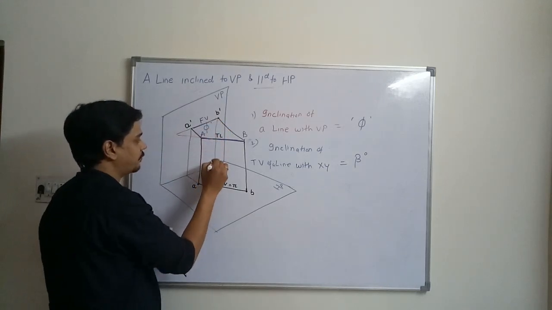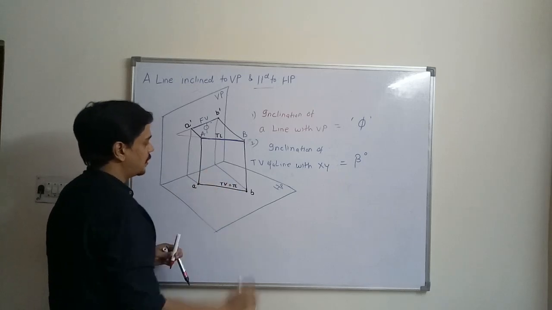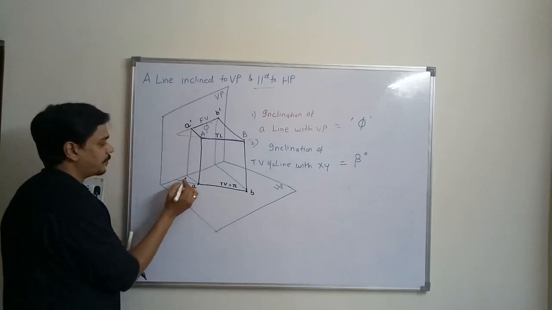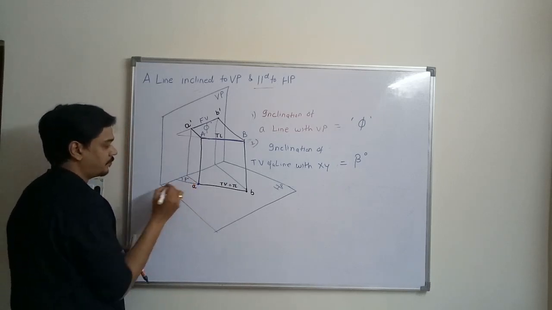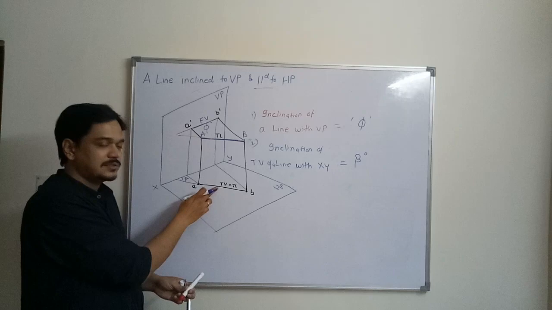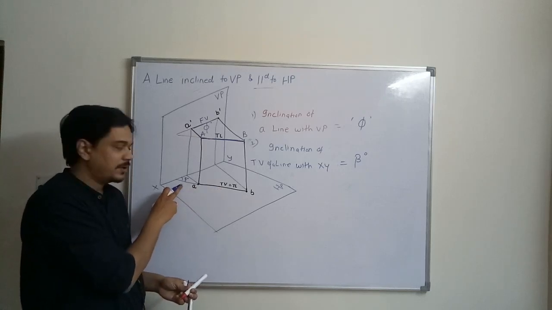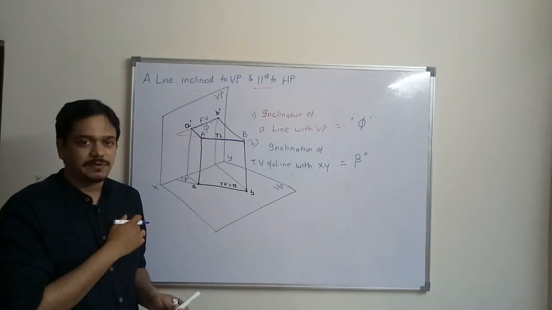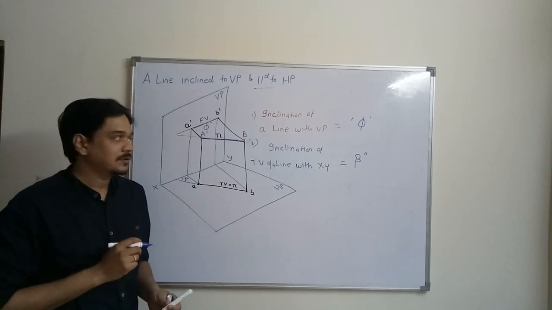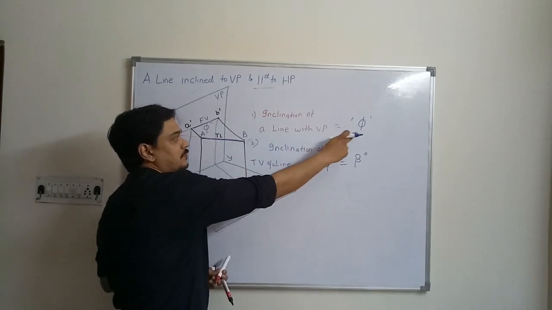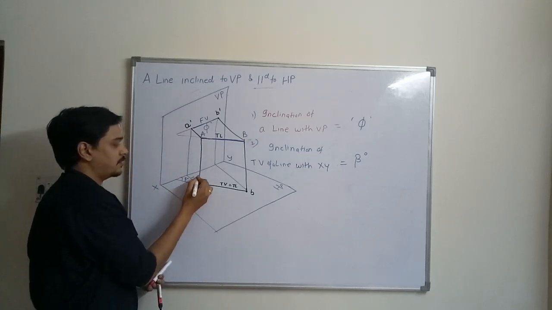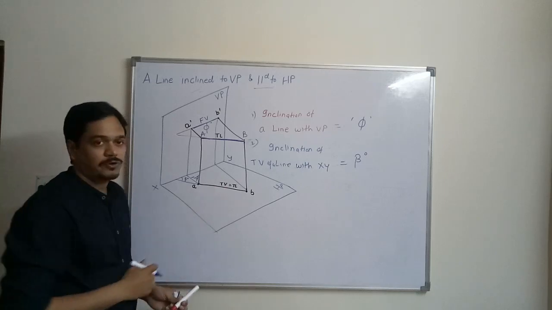Similarly, in the case of B, it will be perpendicular to B, and this angle will be beta, the inclination of the line with the xy line. Since this is the top view, I am naming this angle as beta because it is inclined at beta degree with xy. Since this is the actual inclination of the line with vertical plane, it will be termed as beta. So in this case, beta is equal to phi. That's why your top view length is equal to true length.